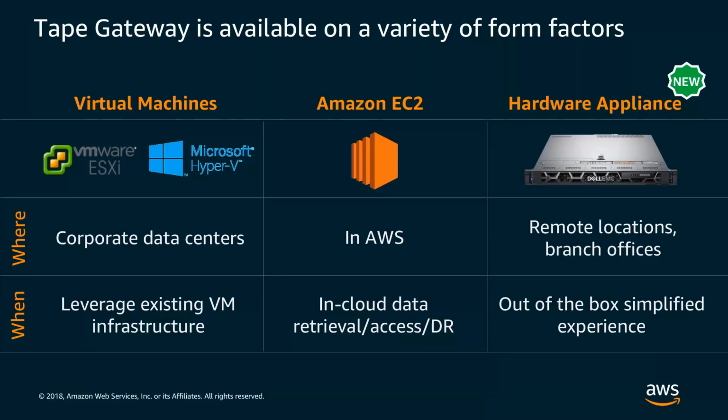And the third option here is the hardware appliance, which is a new option that we launched in September of this year. We see remote locations or branch offices as the ideal use case for hardware appliance, as it provides a simple out-of-the-box experience to get connected to cloud and consume the storage services from AWS. We did a webinar on this last month, and it is available on YouTube if you would like to learn more about the hardware appliance.